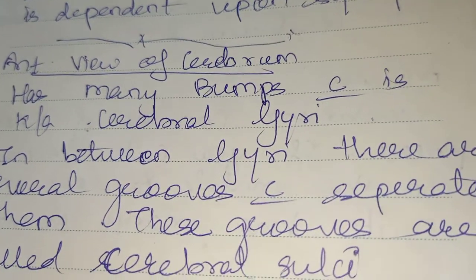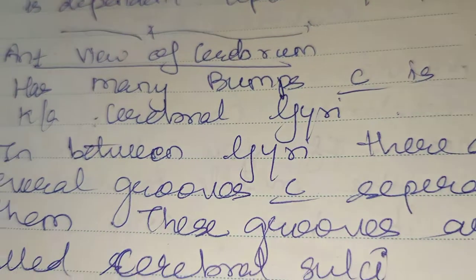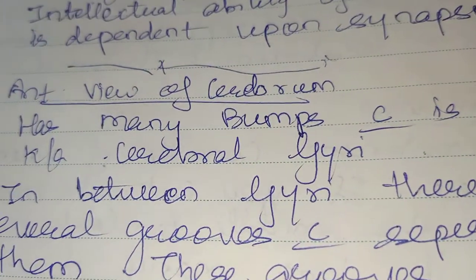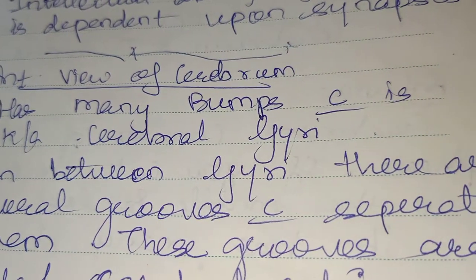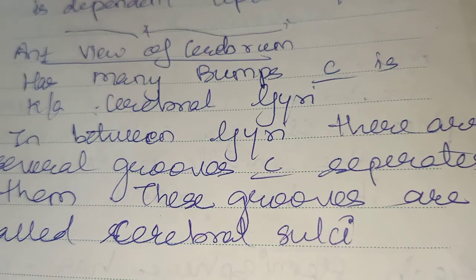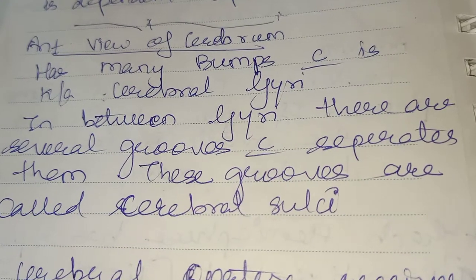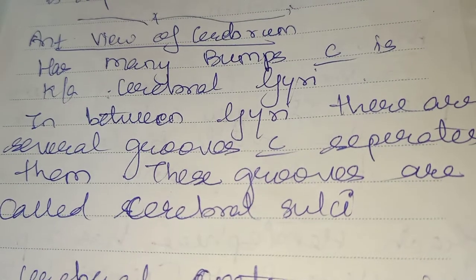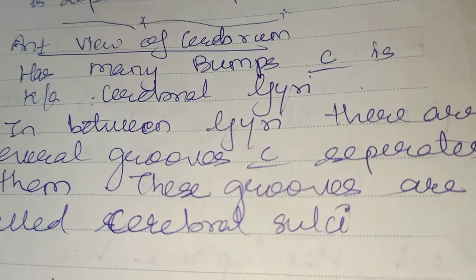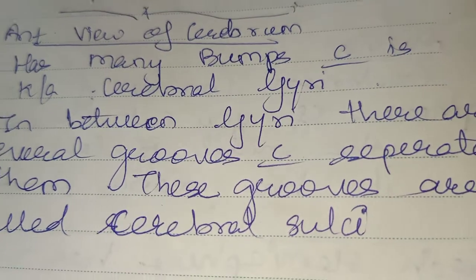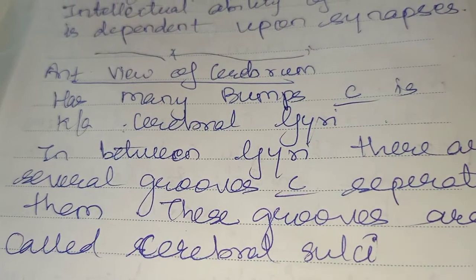Now, cerebrum is one of the main parts of the brain, a very important functional part of the brain. This cerebrum has many bumps which are known as cerebral gyri. In between gyri, there are several grooves which separate them. These grooves are called cerebral sulci. So cerebrum has various bumps, known as gyri, and various grooves present in between the bumps or the elevations.